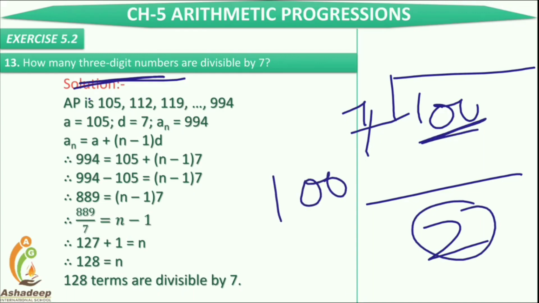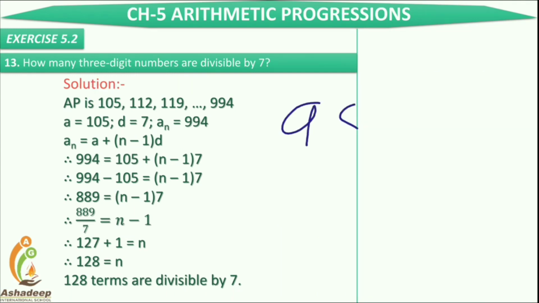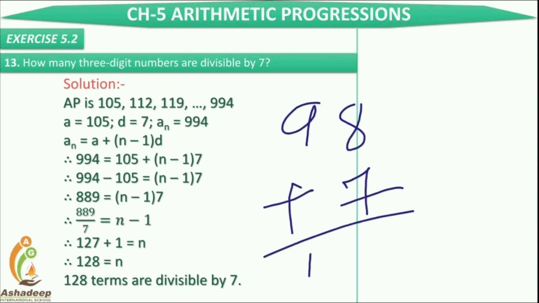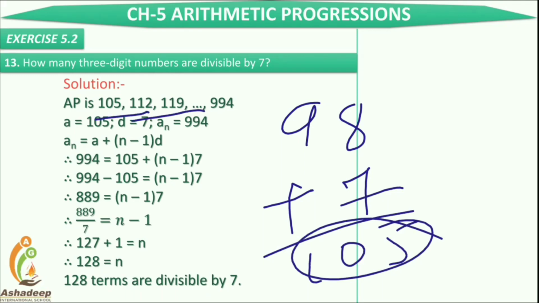So 100 minus 2 is going to be 98, but 98 is not a 3-digit number. So 98 is divisible by 7, but it is not a 3-digit number. Simply add 7 to it, it is going to be 105. So it starts with 105, 112 and 119.